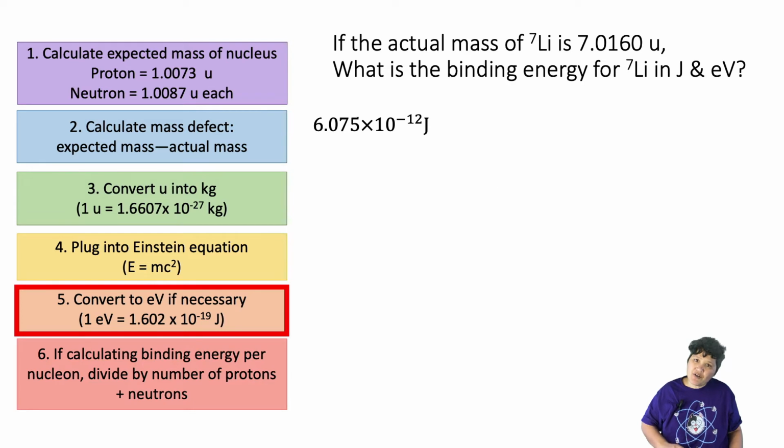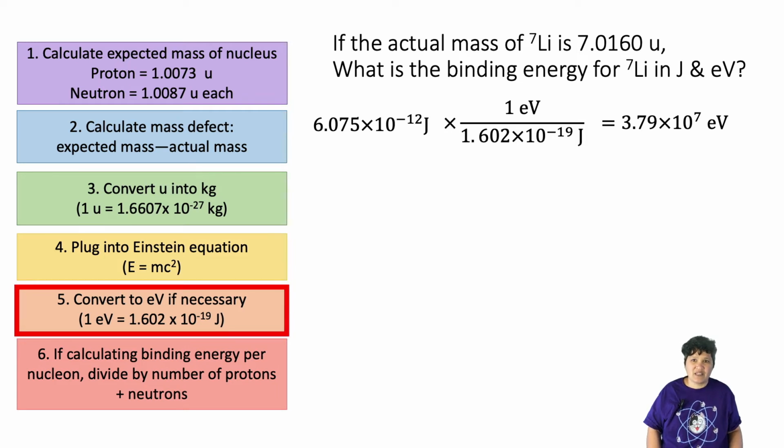Now the problem also asked us to give the binding energy in electron volts, so let's convert that now. To do that, we multiply our energy in joules by the conversion factor of 1 electron volt per 1.602 times 10 to the minus 19th joules, which gives us 3.79 times 10 to the 7th electron volts, or another way you could say that is 37.9 mega electron volts. In general, most of your nuclear binding energies should be in the mega electron volt range. All right, let's do another problem.